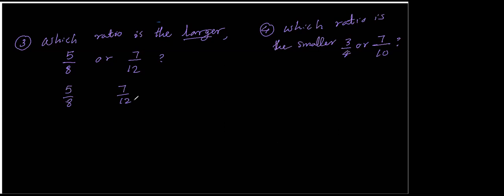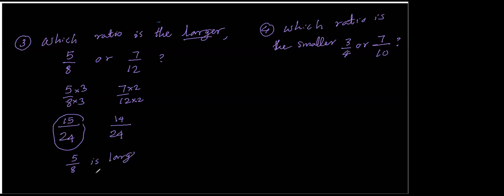Now we have to convert this to a common denominator. 12 and 8. Which number is divisible by both 12 and 8? 24. We want to make 24. So this is by 2, this is by 2, this is by 3, this is by 3. 3 times 5, 15. 8 times 3, 24. 7 times 2, 14. 12 times 2, 24. Now tell me which one is larger. This is the larger one. So you can write 5/8 is larger. Can you understand now?